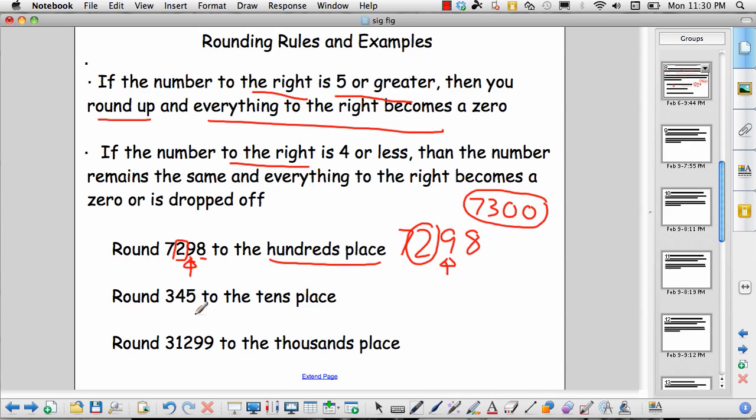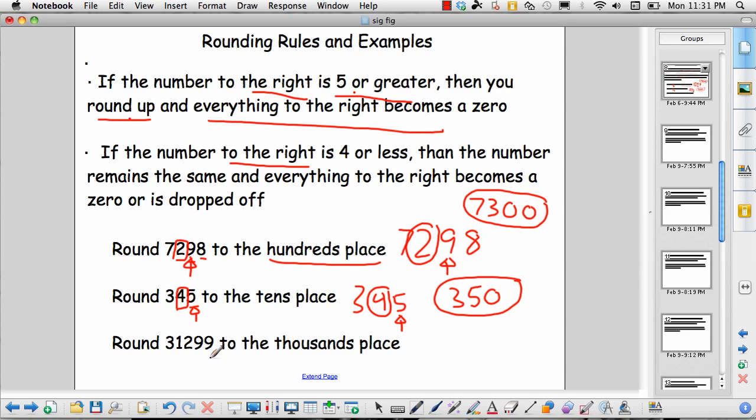Let's take a look at another example. 345, they want me to round it to the tens place. So here's my ones, here's my tens place, right here where the 4 is. I'm going to take a look at the number to the right, which is a 5. My rule states if it's 5 or greater, then I want to round up and everything else becomes 0. So 345, rounding to the tens place, right there. I have a 5, I'm going to round up. That means that my 4 is going to become a 5. And like the rule states, everything else after becomes a 0. So 345 rounded to the tens place becomes 350.